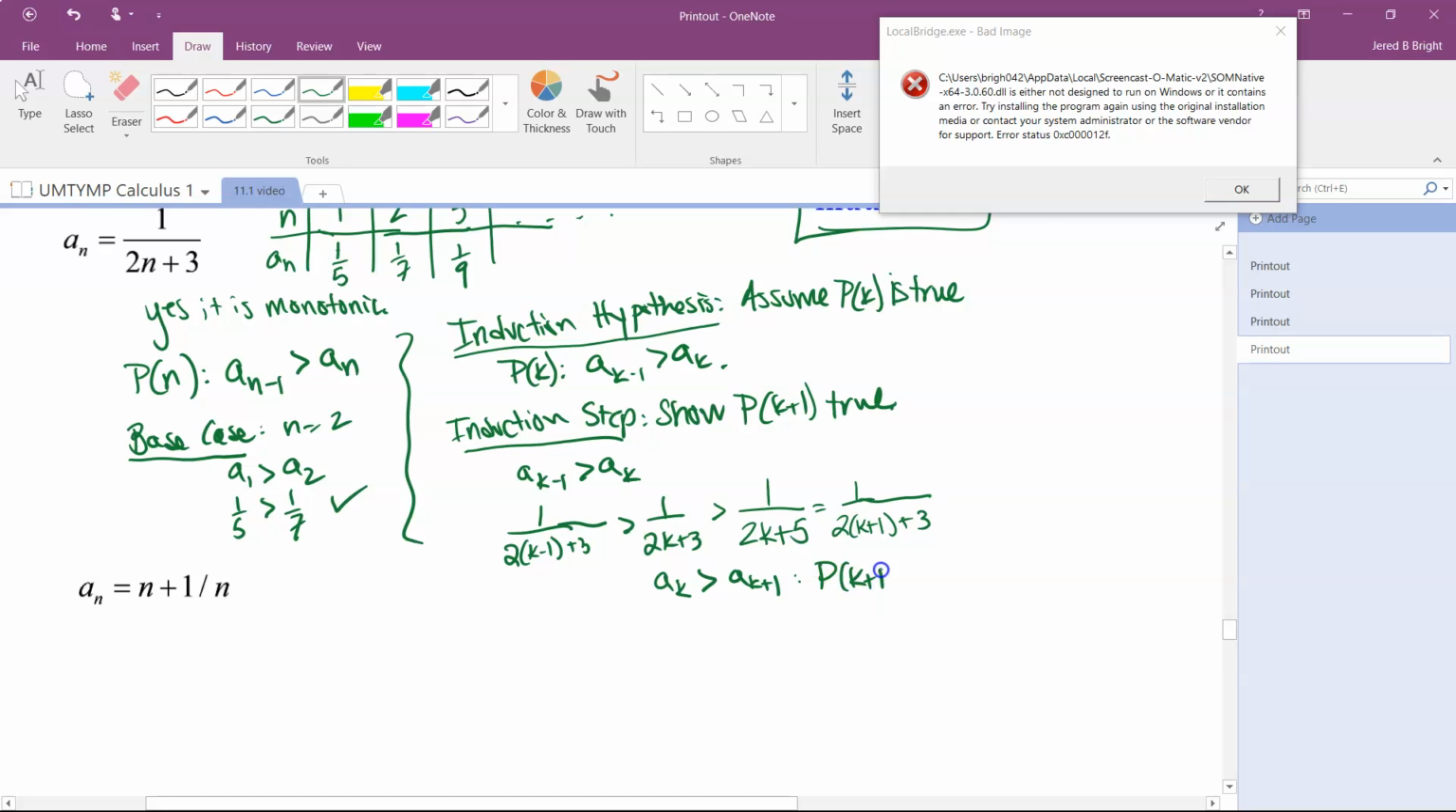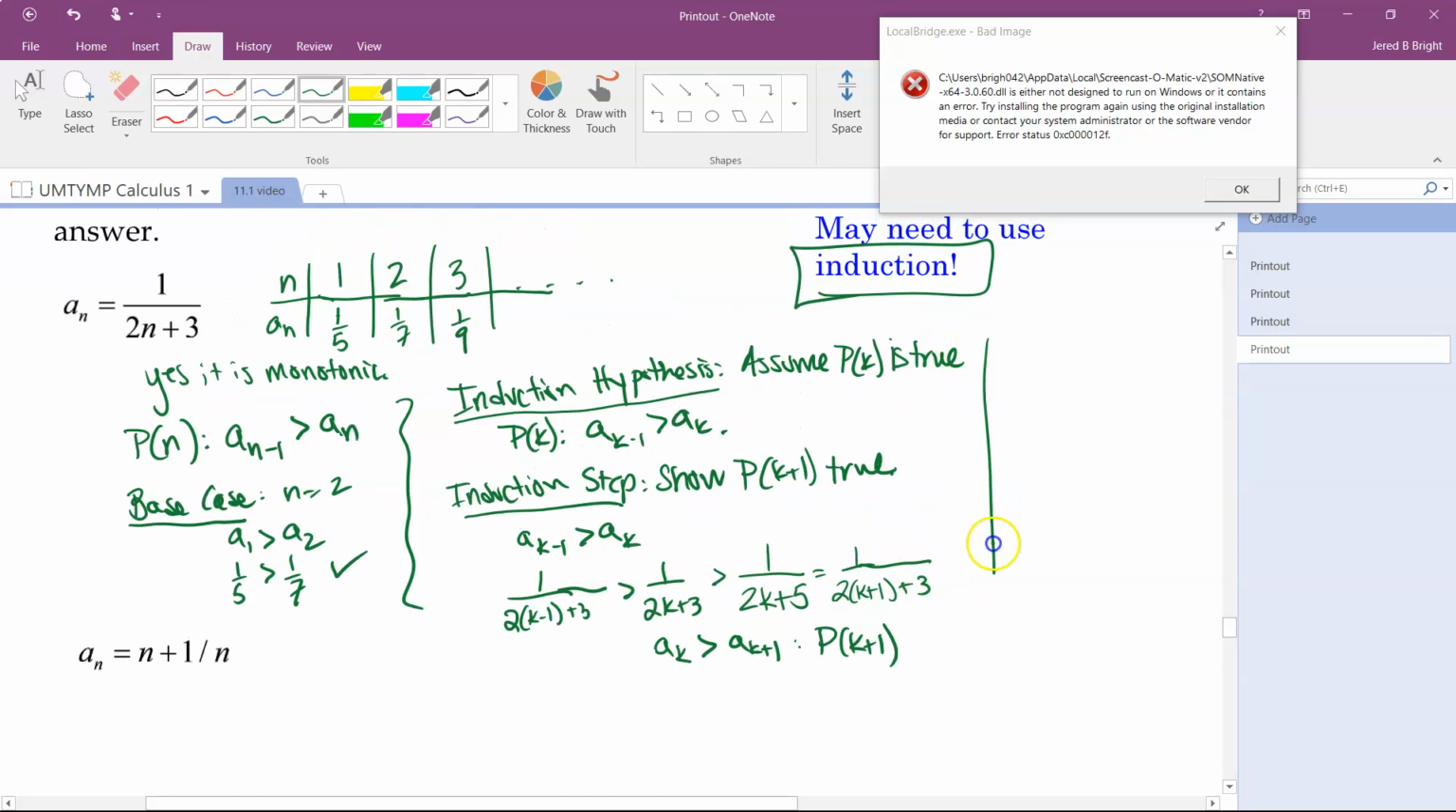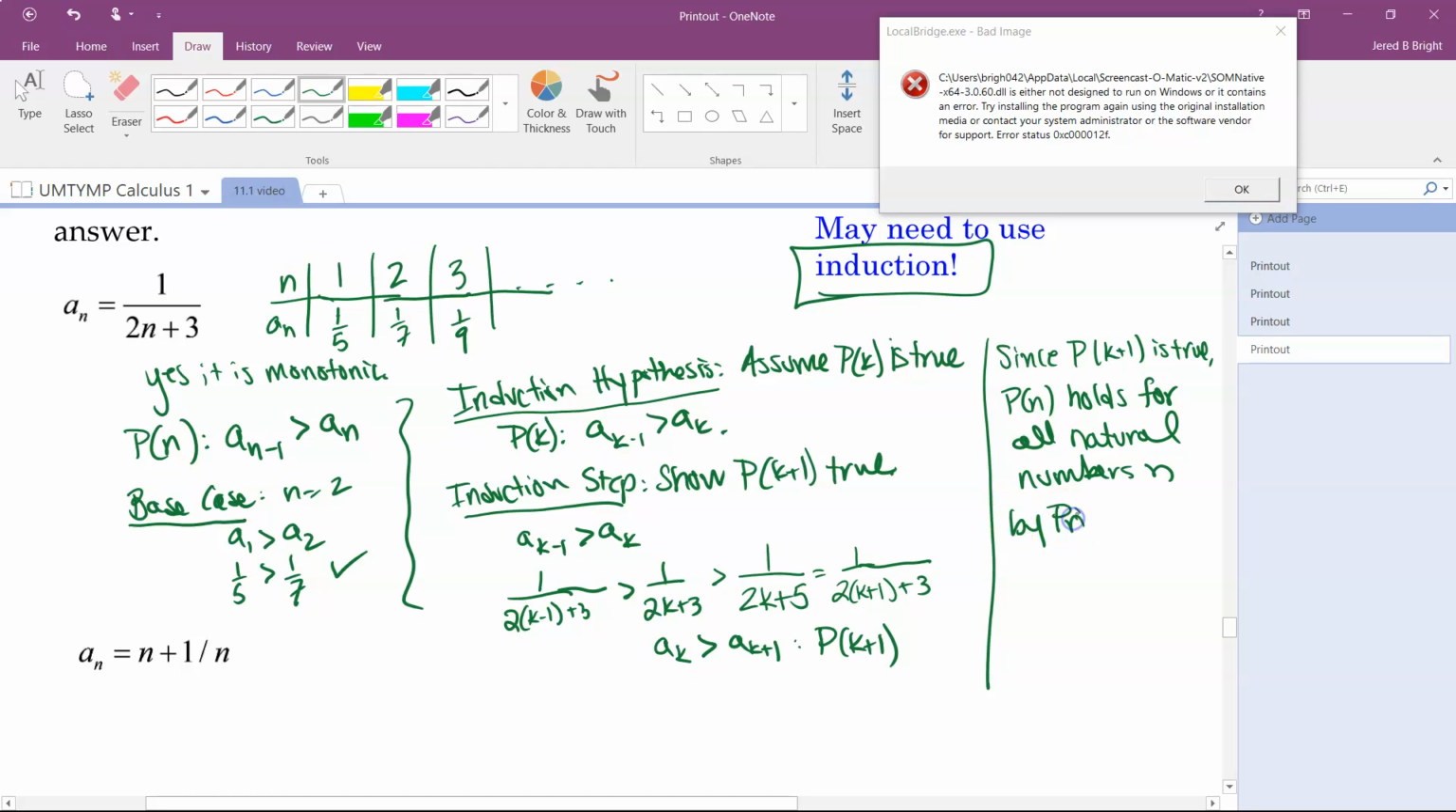P(k+1). So then I would come up here and say, since P(k+1) is true, P(n) holds for all natural numbers n by the principle of mathematical induction.